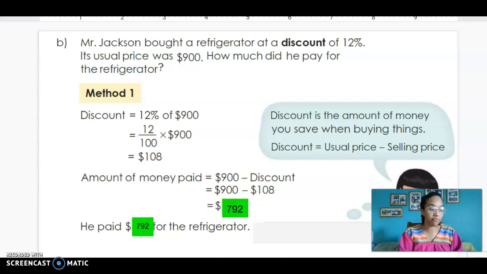Remember, whenever you're asked about a discount, you need to listen and think to yourself, do you need to find the amount of money that the discount was worth? Are you looking for the amount of money the person actually paid? Or are you looking for the original price? Once you know what you're looking for, you can use our equation right there. Discount minus usual price gives us selling price to help you reason through how much the person actually paid or whatever other figure you're looking for.